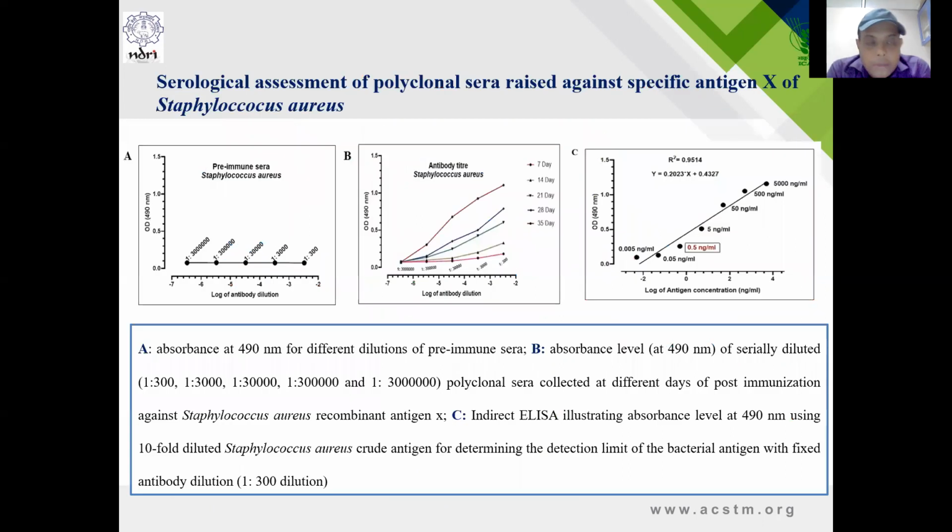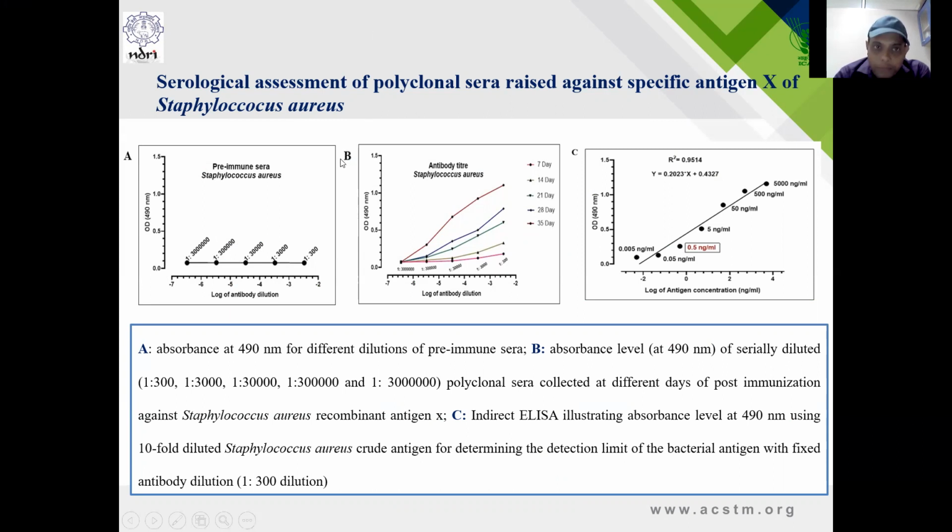So this is the serological assessment of the polyclonal sera, which is raised against the Staphylococcus aureus specific antigen in rabbit. If you see this first graph, it is showing the testing of the pre-immune sera, and we have diluted the sera, and we have seen that no titer was observed. So it indicates that the rabbits were free from any Staphylococcus infection.